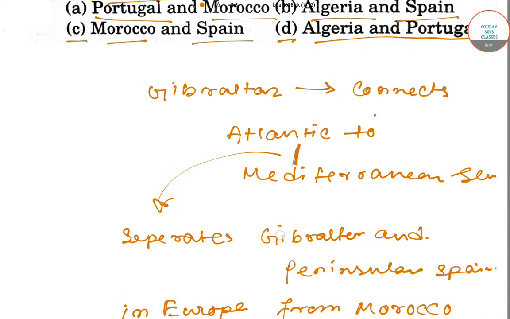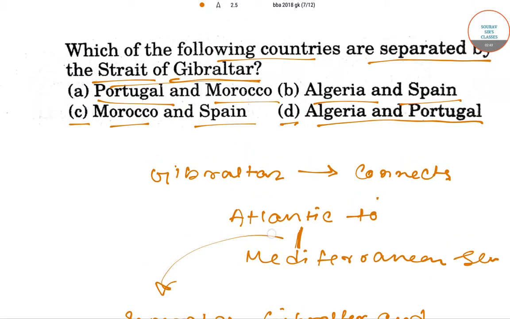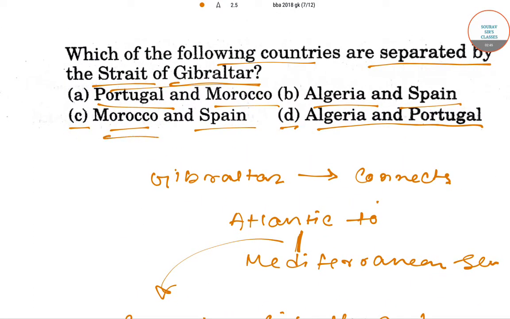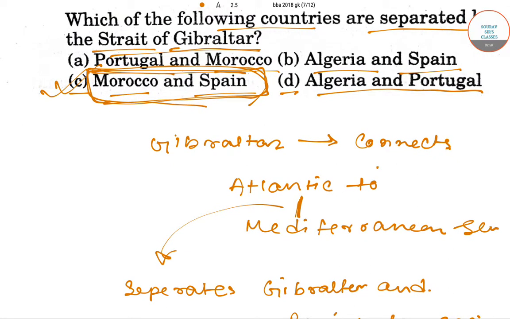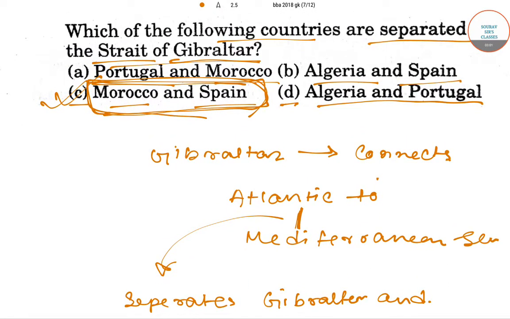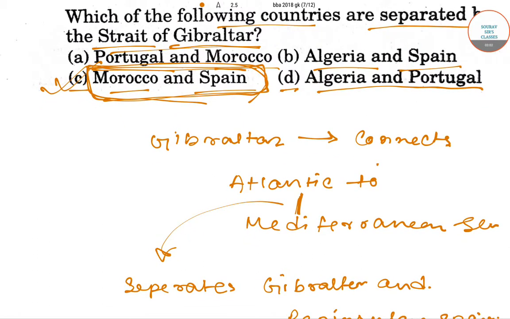So here clearly our answer will be option C, that is Morocco and Spain. So this is our answer. Okay, so here I am taking option C, Morocco and Spain. Okay, so now let's go to the next question.